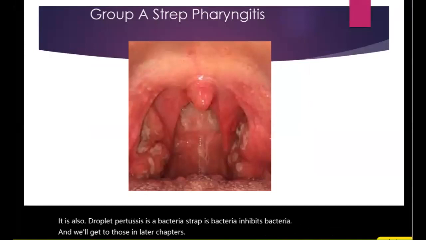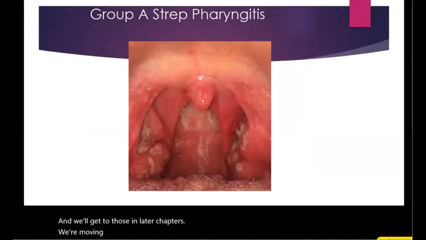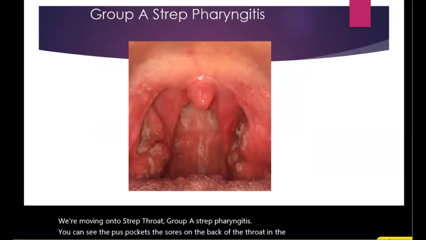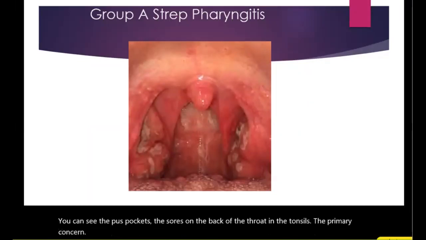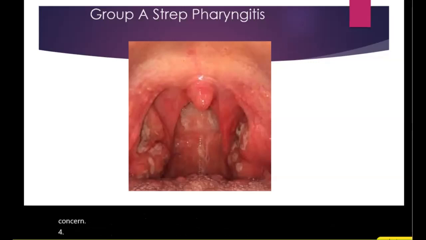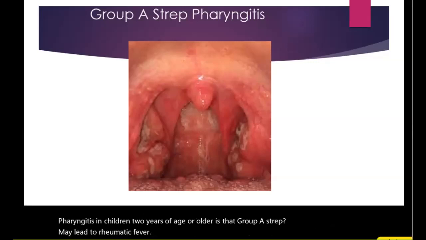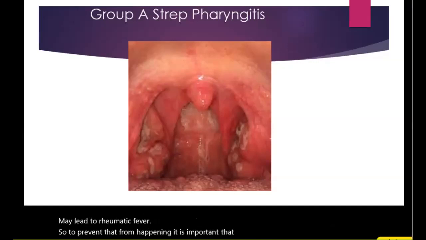Now we're moving on to strep throat, group A strep pharyngitis. You can see the pus pockets, the sores on the back of the throat and the tonsils. The primary concern for pharyngitis in children 2 years of age or older is that group A strep may lead to rheumatic fever. So to prevent that from happening, it is important that we start antibiotics within 9 days of becoming infected.